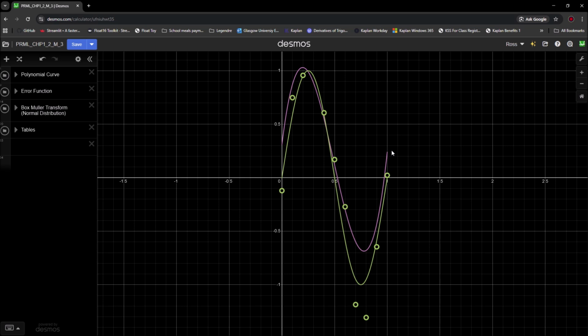Now we have generated this polynomial using 4 of our parameters. We've used W0, W1, W2 and W3. So the approximation has gone up to W3 x to the power of 3. This is similar to the graph we see in the book on page 7, where it has m is equal to 3.